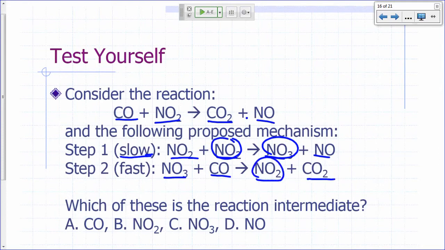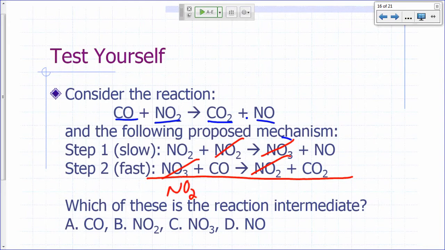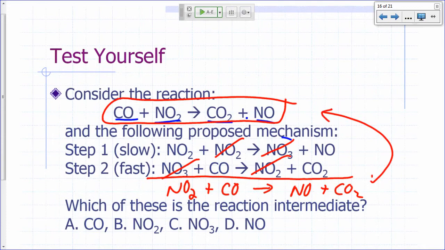So overall, what happened here? If you add up these two reactions, what do you get? Your NO3 cancels out, right? And one of the NO2s cancels out, so effectively you're converting NO2 and CO into NO and CO2. Okay, so that's your overall reaction right there. So here's a mechanism that would lead to the conversion of carbon monoxide and NO2 into carbon dioxide and nitric oxide. Based on this proposed mechanism, which one is a reaction intermediate?